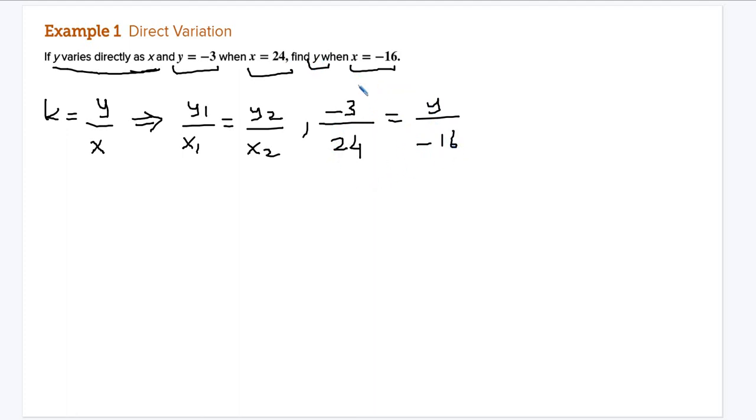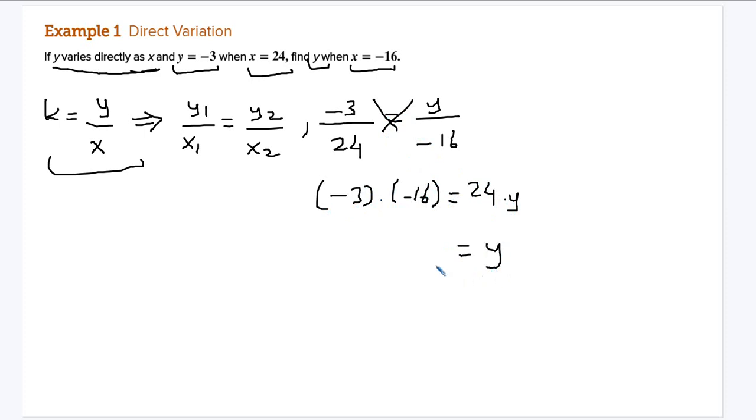That's it. We are just creating a basic proportion here based on the formula we have. Okay, so we'll just do the math. You know how to do cross multiplication. -3 times -16 will give you that, which should be equal to 24 times y. If you solve for y, you know what to do.